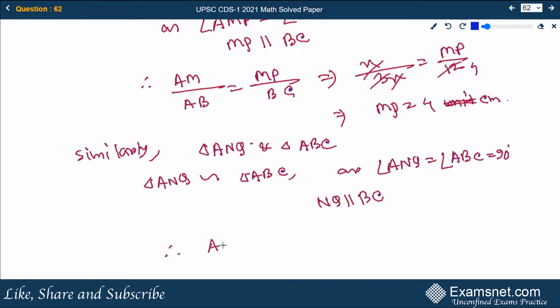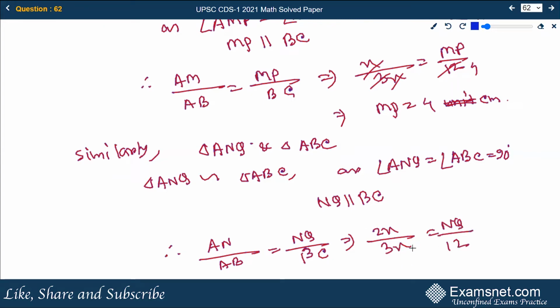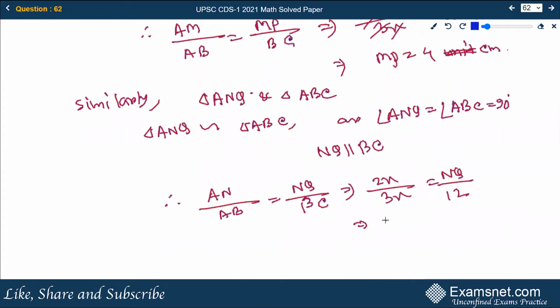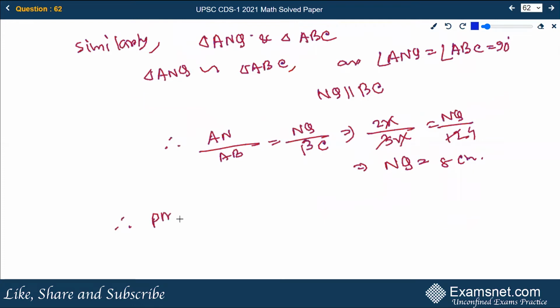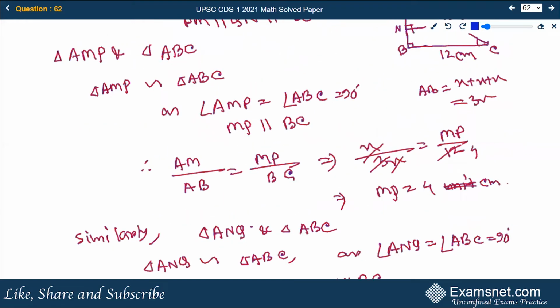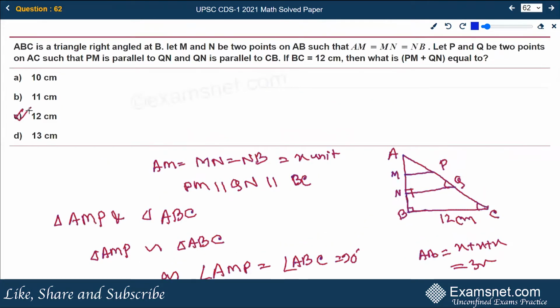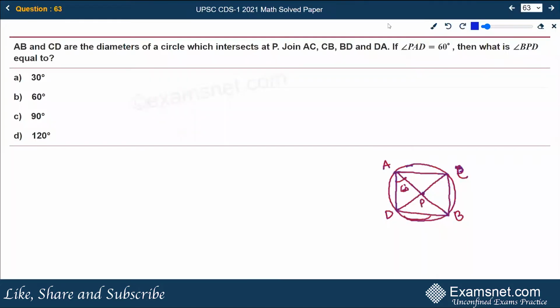Therefore I can write AN by AB equals NQ by BC. So AN, which is 2x, by 3x equals NQ by 12. From here we can find the value of NQ, that is 8 centimeter. Therefore, the sum of PM and QN is 4 centimeter plus 8 centimeter, which is 12 centimeter. Option C is the correct answer here.